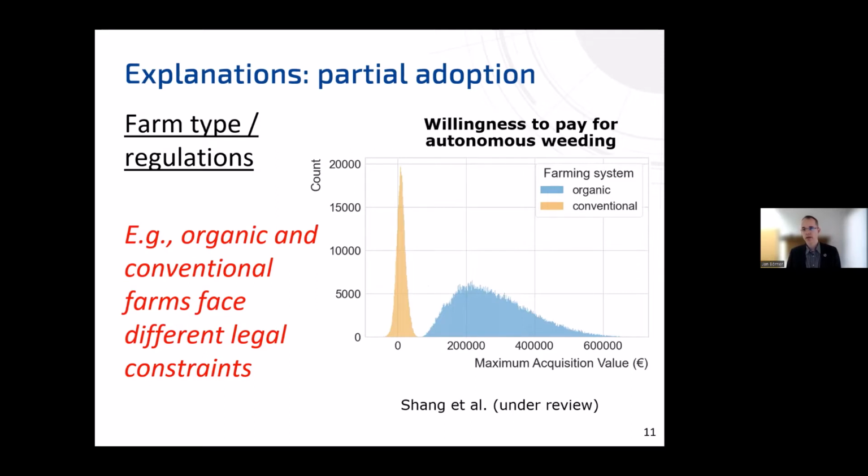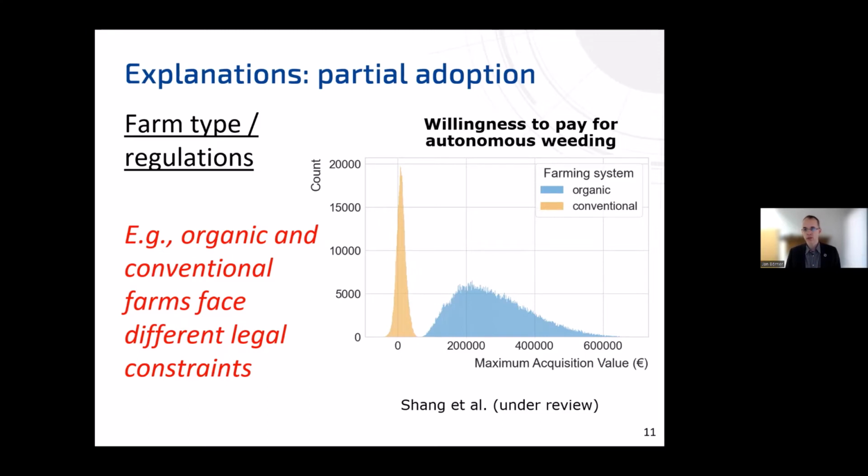We compared an organic and a conventional farm type, and the willingness to pay these different farm types would have for autonomous weeding equipment. And clearly the organic farms are willing to pay much more than the conventional farms, which has to do, of course, with the requirement of them not being allowed to rely on chemical fertilizers.